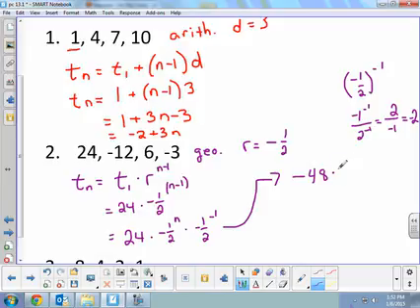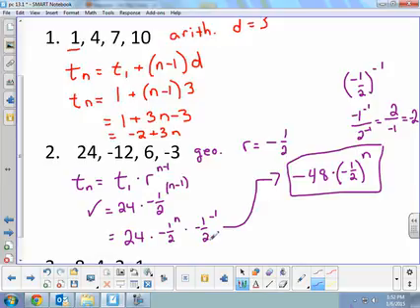times -1/2 to the n. In the honors class, they're going to be a lot more picky about simplifying it as far as you can go. If you get to this point, chances are you're going to be okay.